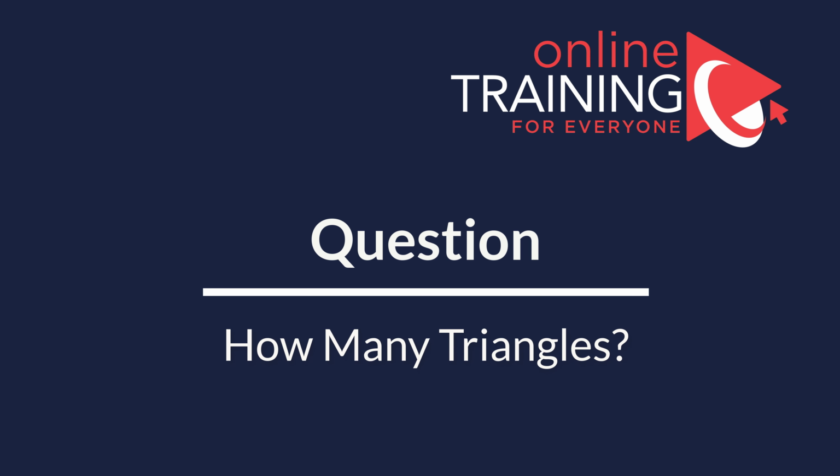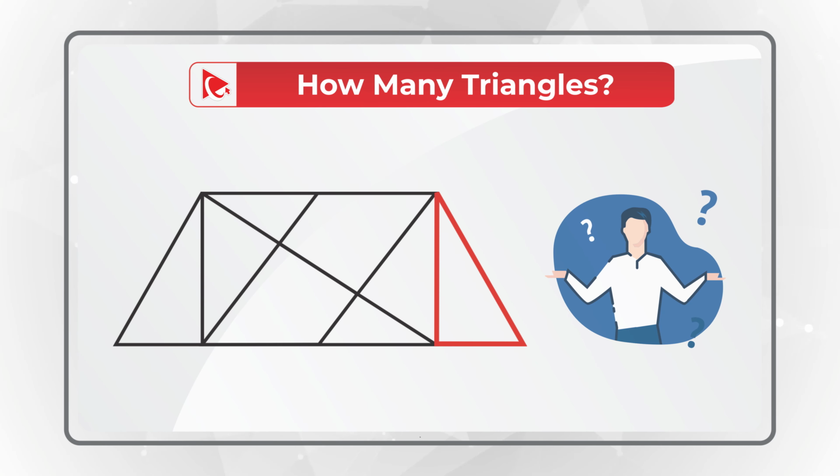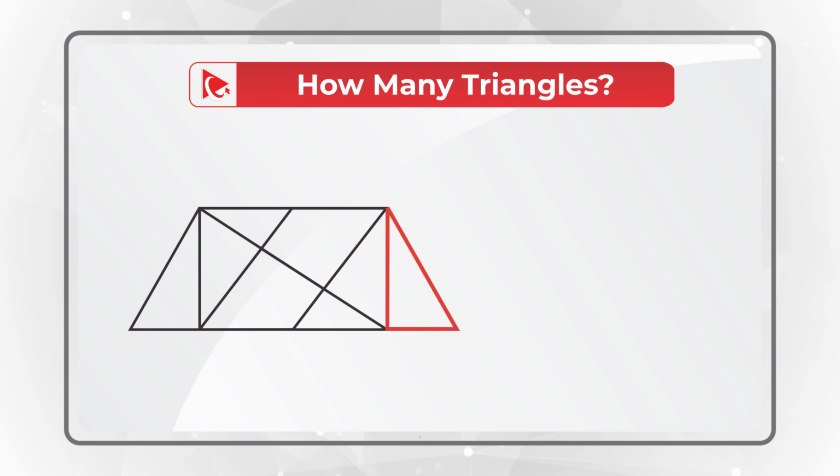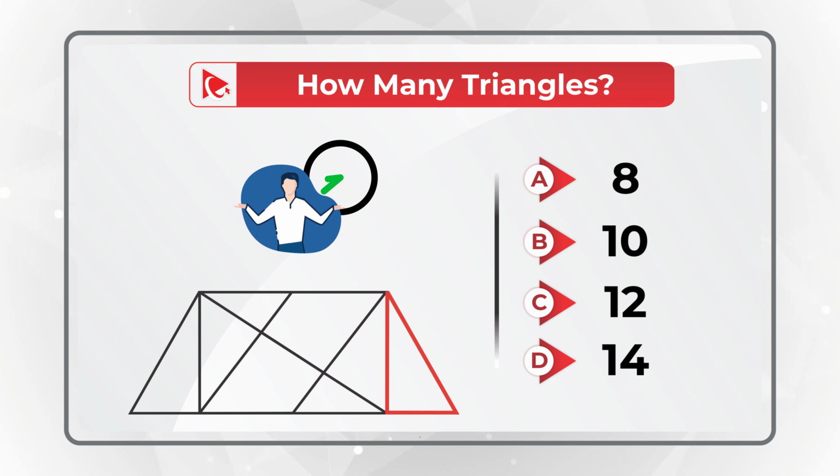When I saw this question, I couldn't believe the answer. You need to determine how many triangles are presented in a given shape. You see one triangle highlighted in red, but you have 4 different choices. Choice A, 8 triangles; choice B, 10 triangles; choice C, 12 triangles; or choice D, 14 triangles. How many do you see?